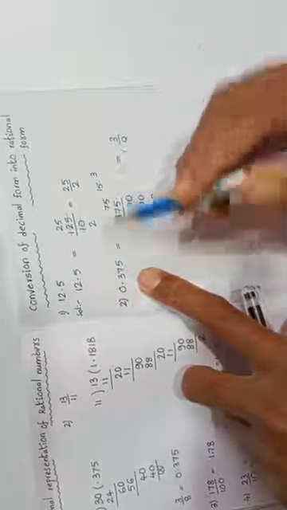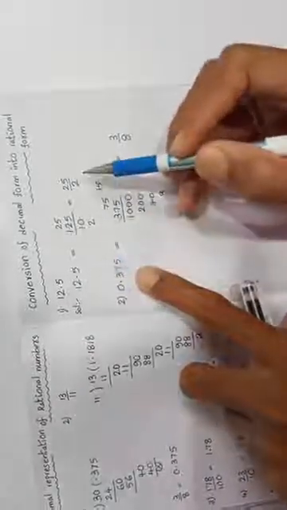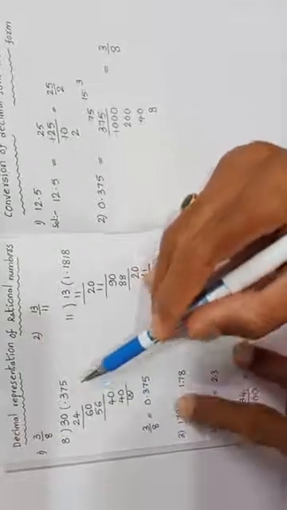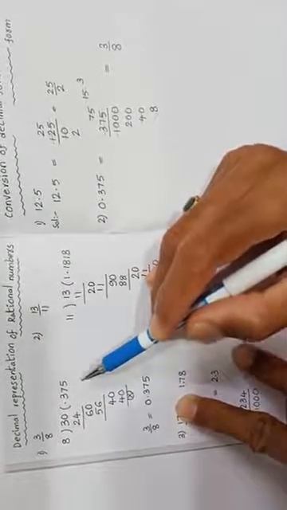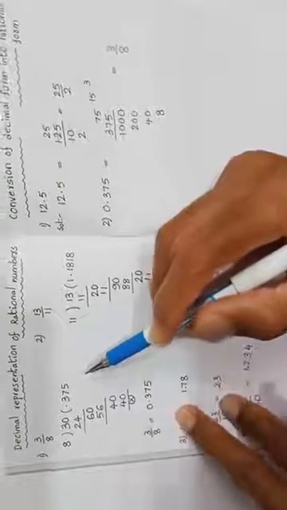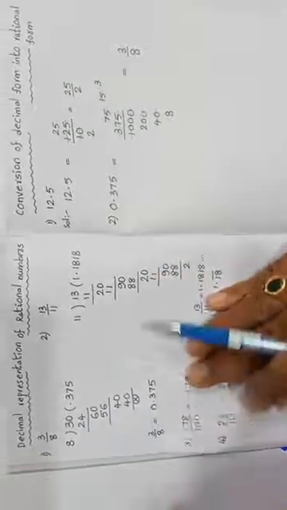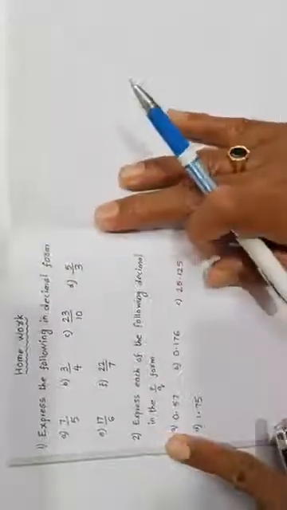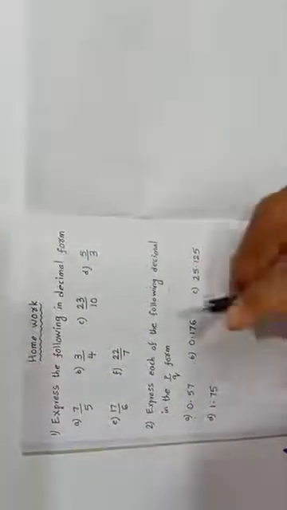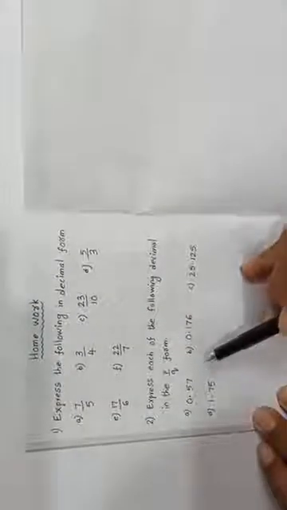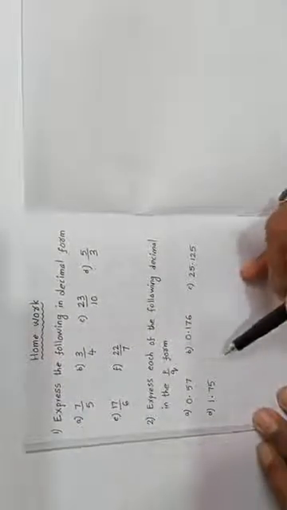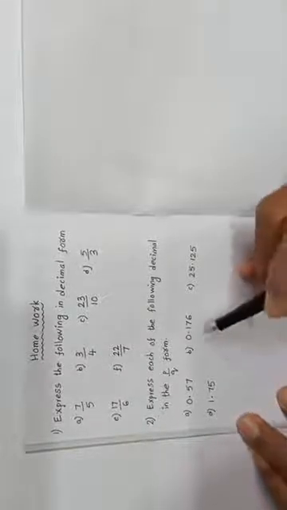Like this, we can convert decimal form into fractional or rational form, or rational form into decimal form. Okay students, do this homework. Express the following in decimal form. Rational numbers can be converted into decimal form. If decimal form is given, we can convert it into p by q form. So this is the homework.